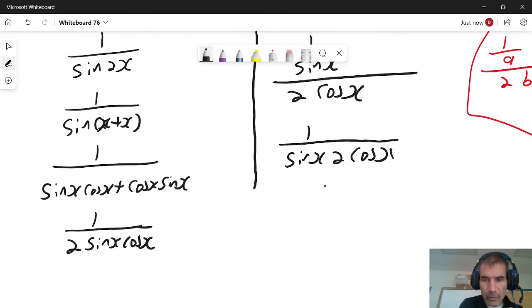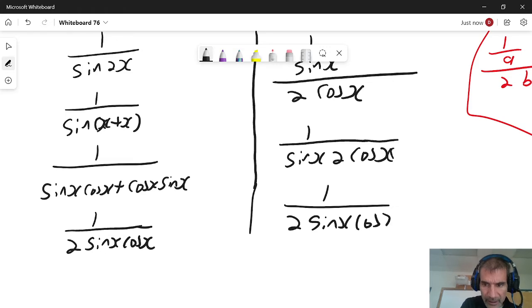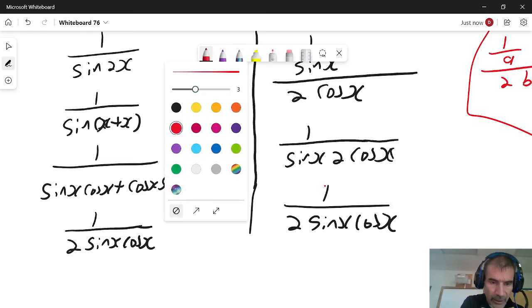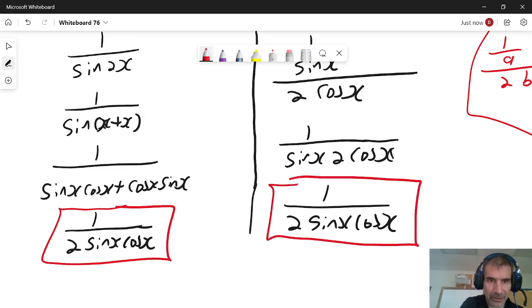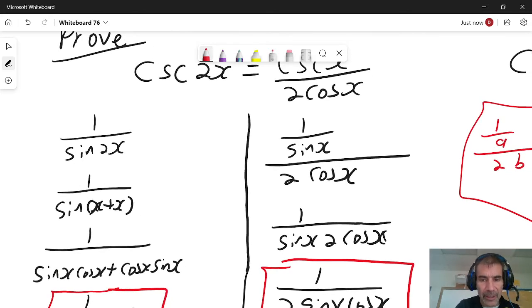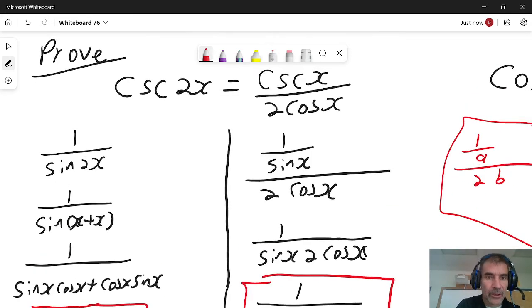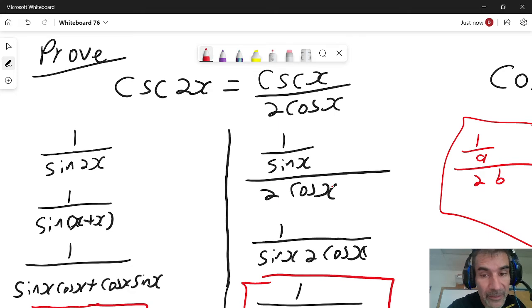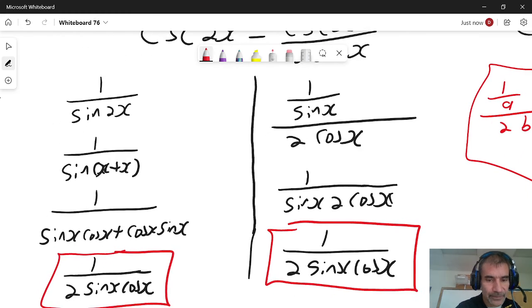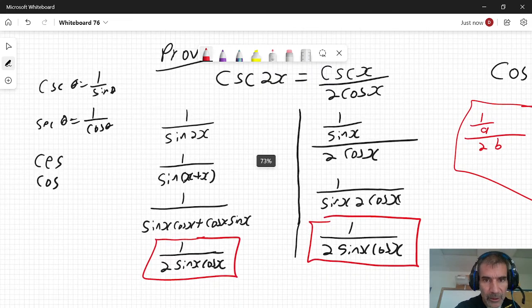Okay, so I've got 1 over the sine of x times 2 times the cosine of x. And if we just change the order, you can see that it's identical. 1 over 2 sine x cos x. Now, as soon as you get to a point where you've manipulated the left side and you've manipulated the right side and they come out identical, you've proven that the left is equal to the right. So this is proof that the cosecant of 2x is equal to the cosecant of x divided by 2 times the cosine of x. You can pause it here if you want to copy that out.